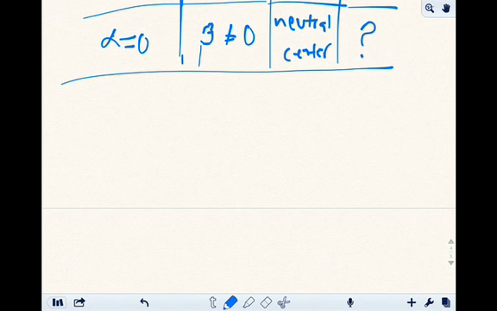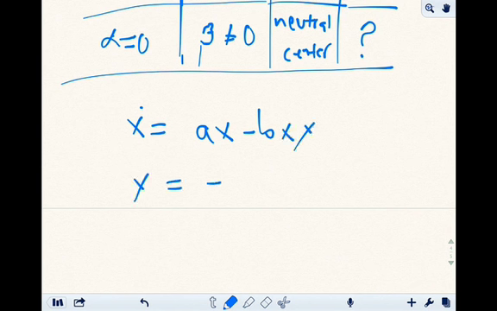Now we're going to look at a nonlinear system. This was the predator-prey equations. The rate of change of x, we wrote in its classic form, x dot, was equal to ax minus bxy. And we have y dot was negative cy plus dxy.